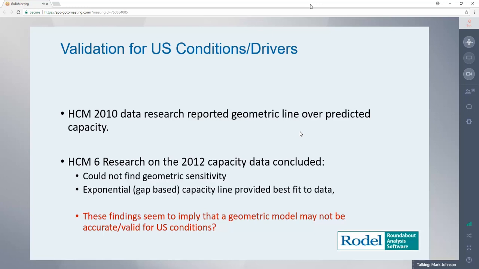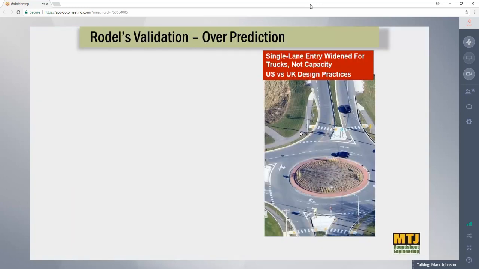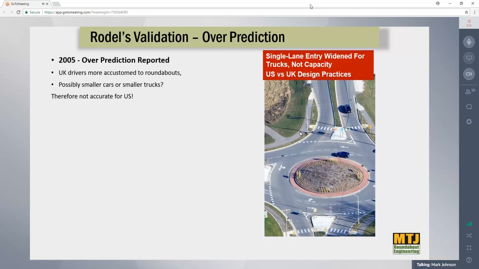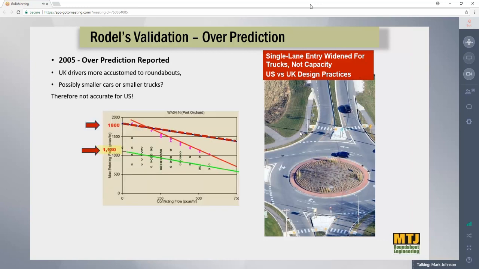As we dig into it deeper, we find actually just the opposite. It matches very closely to US conditions. So in the original 2005, when they reported over prediction, it fit a nice narrative that UK drivers are more accustomed to roundabouts, possibly smaller cars and those sorts of things.